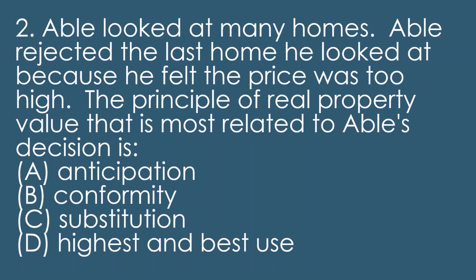And that is what Abel's doing. He's looking at a bunch of properties and comparing them all. So the best answer here is substitution. But let's verify that the other ones are not correct. So as you know, the correct answer is substitution.